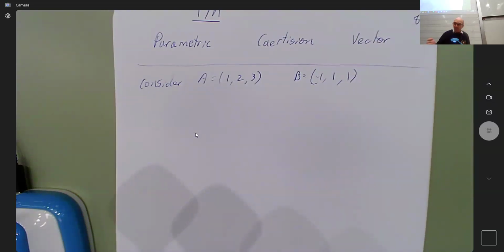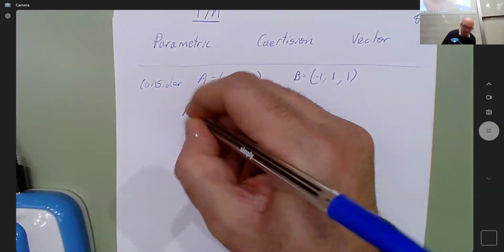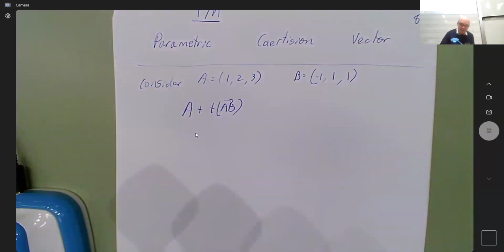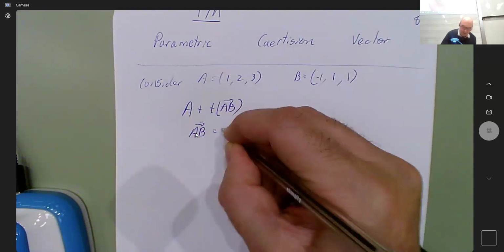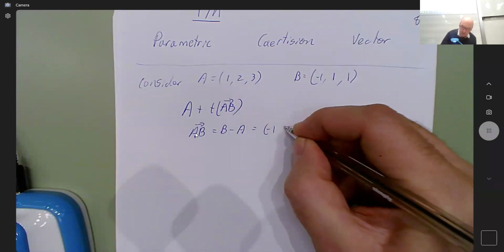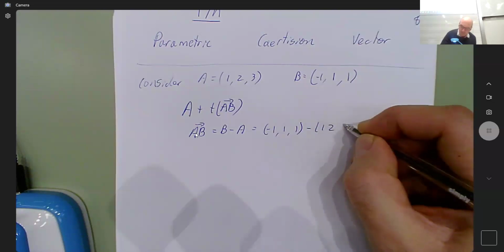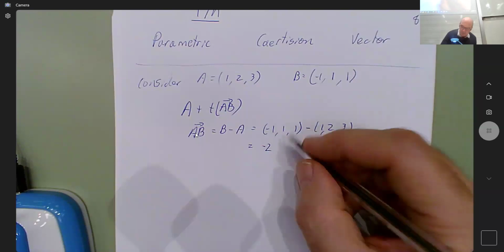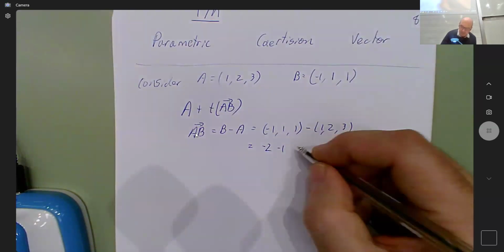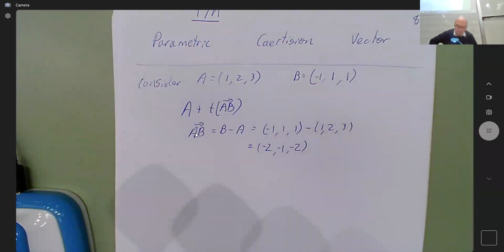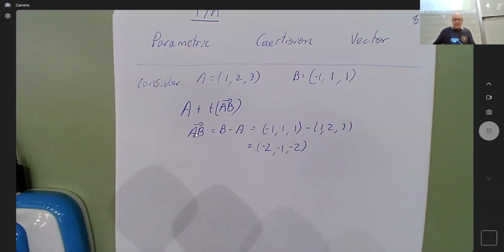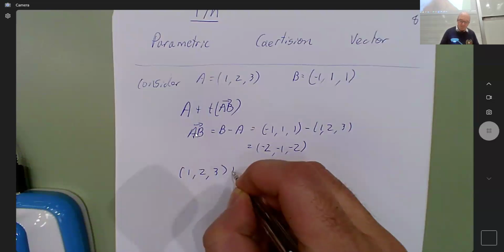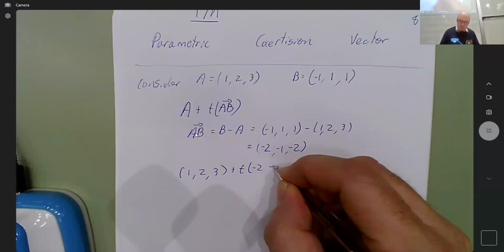I said before that I should be able to do my parametric form of the line is equal to A plus t times the direction vector AB. The direction vector AB is always defined as B minus A, which is equal to (-1, 1, 1) minus (1, 2, 3), which will be minus 2, 1 minus 2 is going to be minus 1, 1 minus 3 is going to be minus 2. I could have chosen those numbers to be positive, couldn't I? Didn't think about it like that, but let's go. And so my line is going to be (1, 2, 3) plus t times (-2, -1, -2).